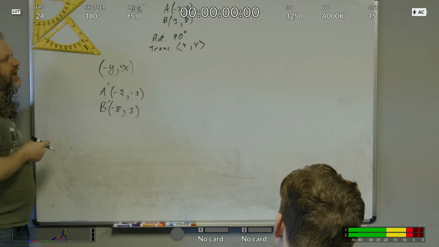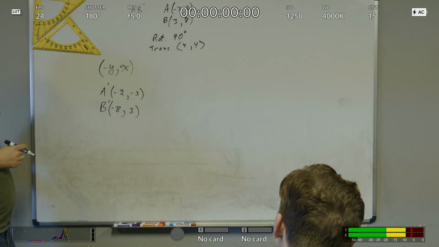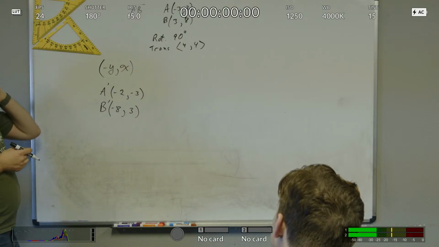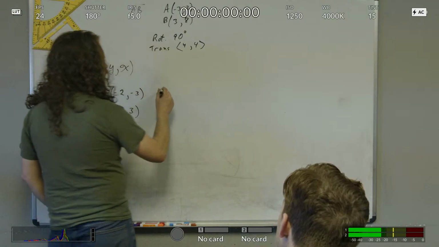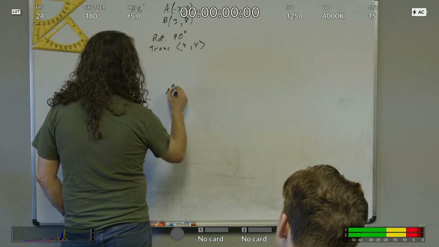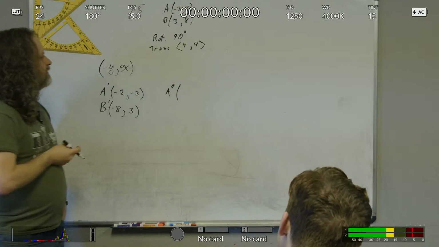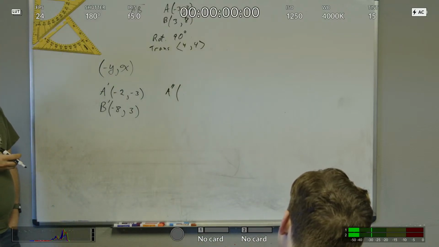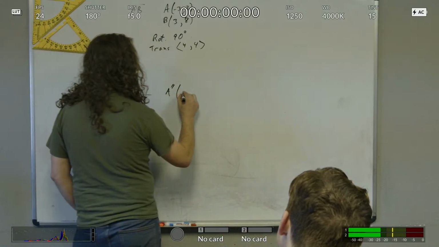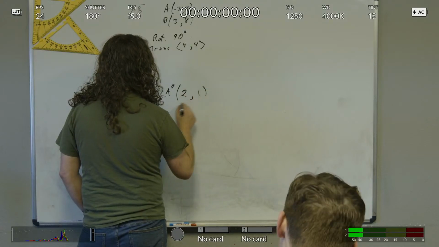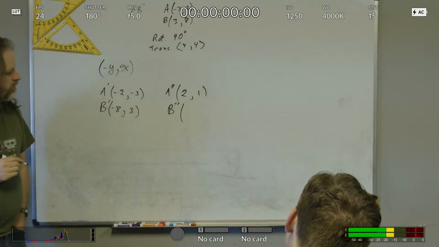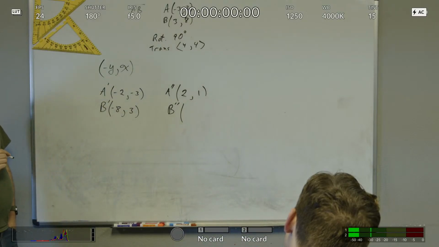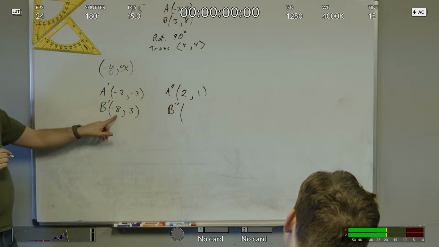Now to translate along the vector 4, 4, what do we do? Go over 4 and... Yeah. 4 to both. Add 4 to both. So A double prime would be what? 2, 1. B double prime would be what? Negative 4, 7. -4, right?